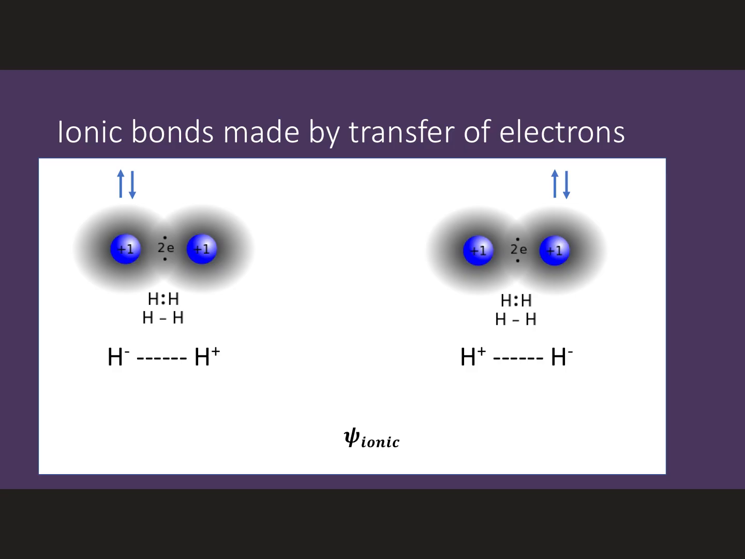Now, another way we could think about this is to think about physically transferring the electron from one hydrogen to another. And there's two different ways that we could make this combination. But it's still the same idea. We're still thinking about the wave functions, but now we're moving one wave function from one atom to the other. So we're going to call this something different.